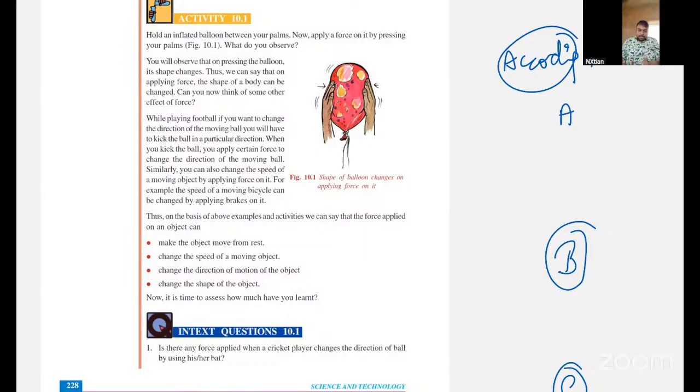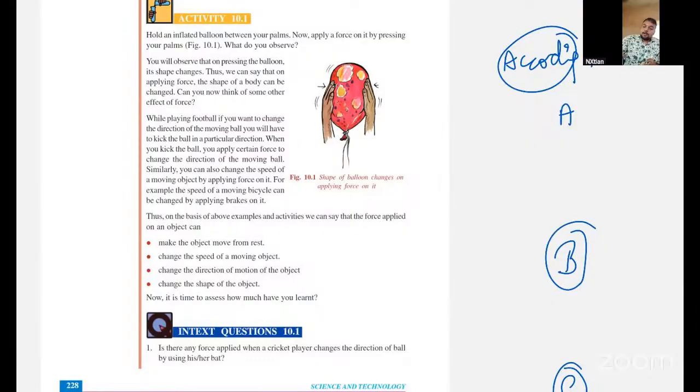Badminton. Badminton is also an example in which the shuttlecock which is coming in front of you, you give it force with the racket, and the shuttlecock will go to the other court. Agatha, what do you play? Badminton, the same. Cycling. Cycling, you are putting a force on the pedal, and the pedal makes the cycle move.